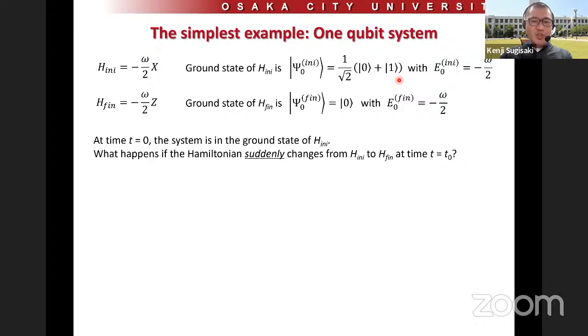And what happens if the Hamiltonian suddenly changes from the initial Hamiltonian to the final Hamiltonian at time t equals t0? This is the non-adiabatic case, of course. So the initial state is the plus x direction. And the system Hamiltonian suddenly changes to this sigma z operator. This problem is very famous. I think most quantum chemistry textbooks deal with this problem as a spin-1/2 problem.